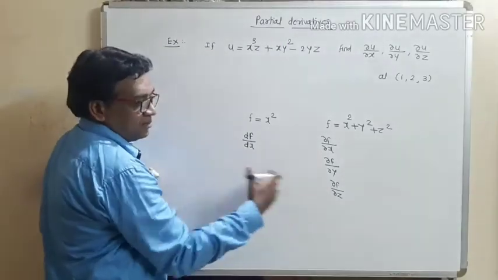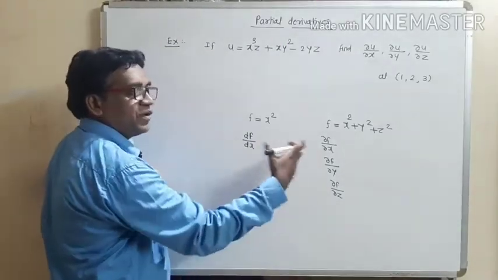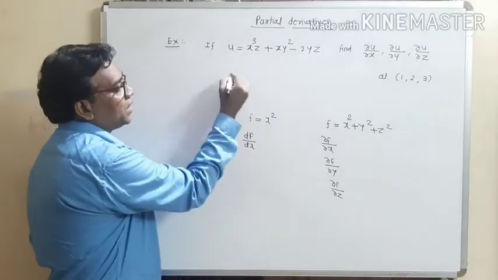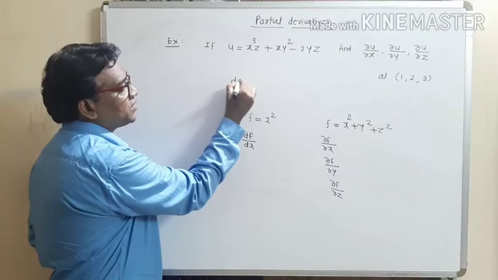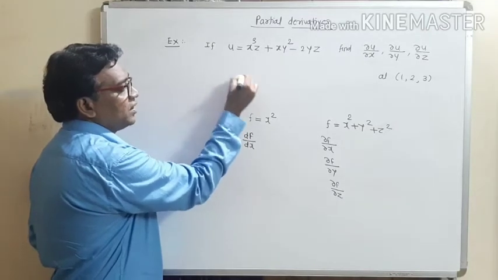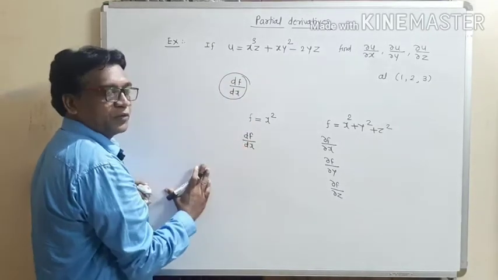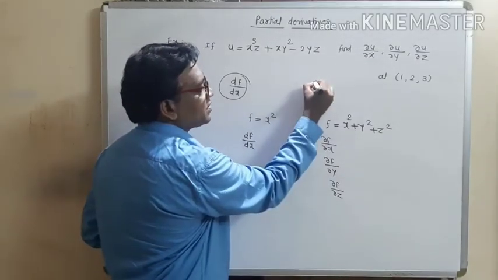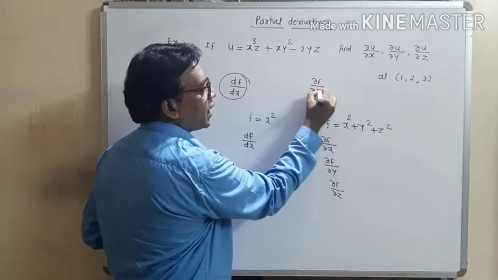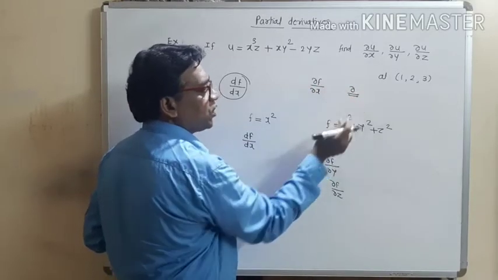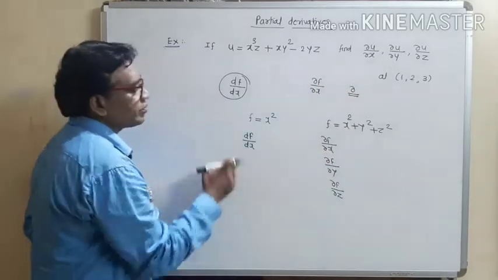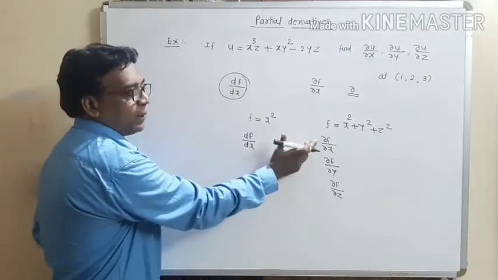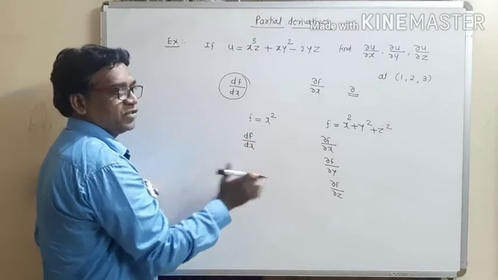Now see, this is the notation for simple derivative and partial derivative. Simple derivative is denoted by the notation df by dx. And the notation for partial derivative is del f by del x. The symbol d is the notation for simple derivative, and del is the notation for partial derivative.